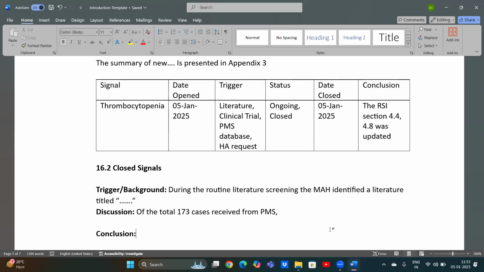Okay. So this total of 173 cases we are bifurcating, same like non-serious, serious, reporter type. The same way we need to bifurcate and find the causality. The main purpose is to find causality, right.